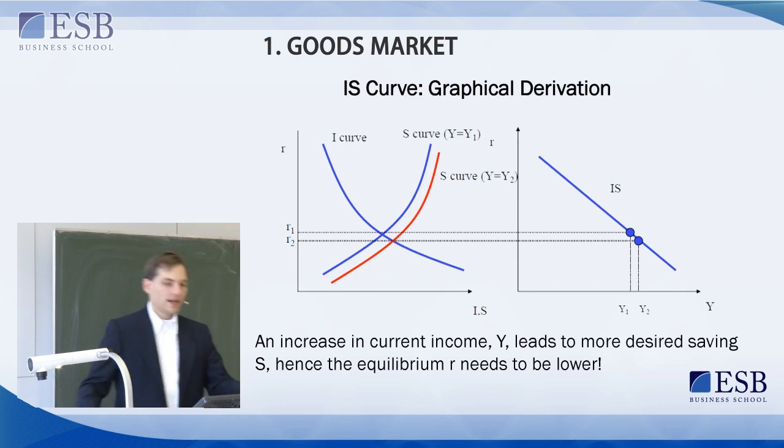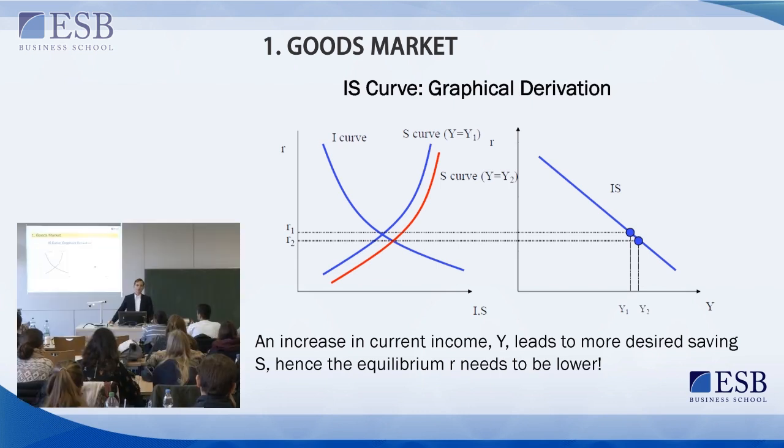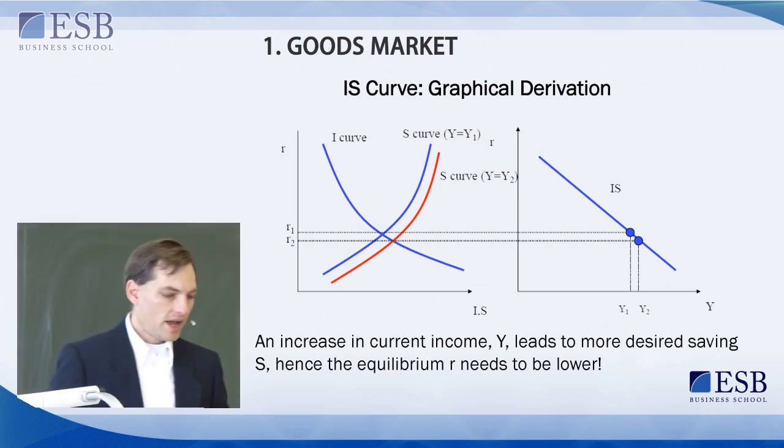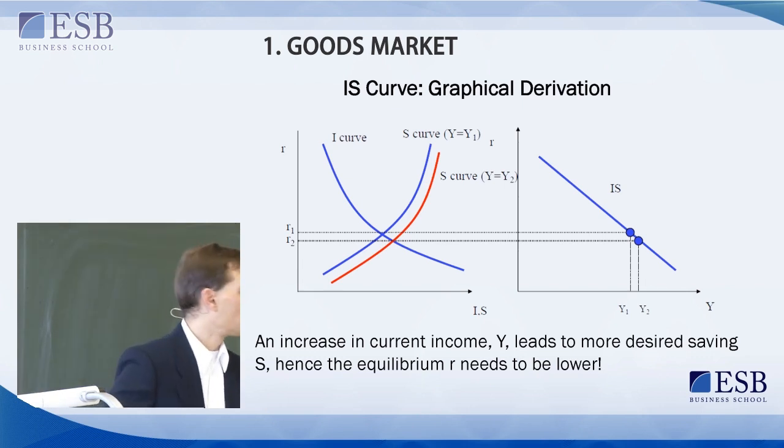On the left-hand side, in this diagram, you can see a graph we used in the beginning of this class. We have a downward sloping investment curve dependent on the interest rate, because if the interest rate is low, credit is cheap, so more investments. If the interest rate is high, credit is expensive, so low investments. And you see there's an upward sloping savings curve. That is what you already know.